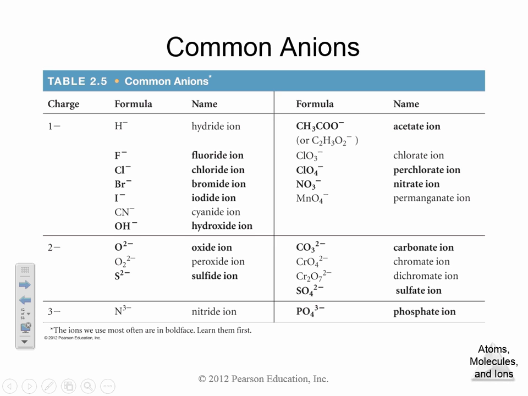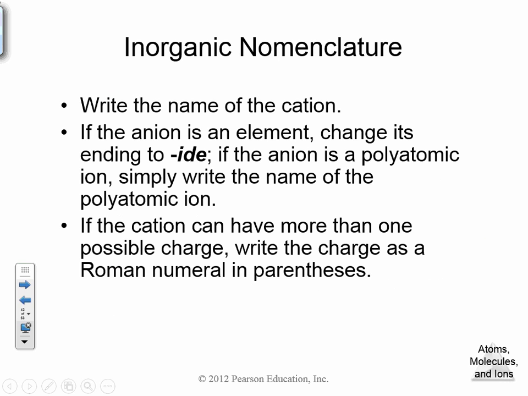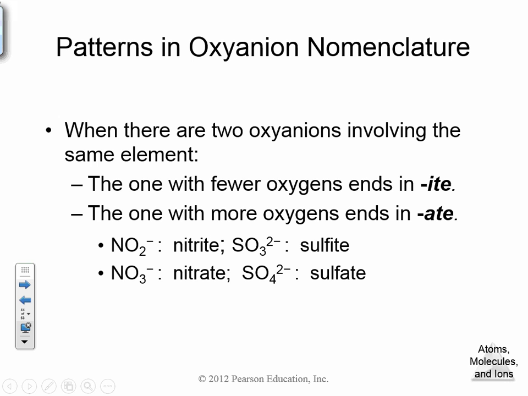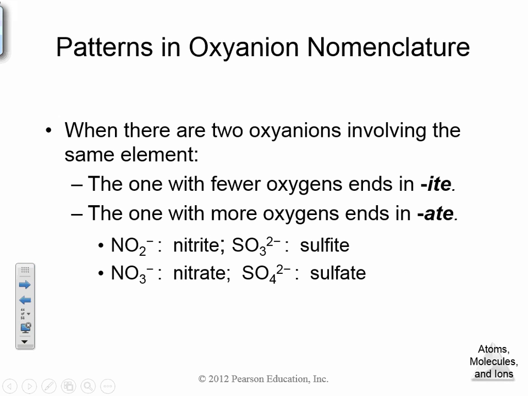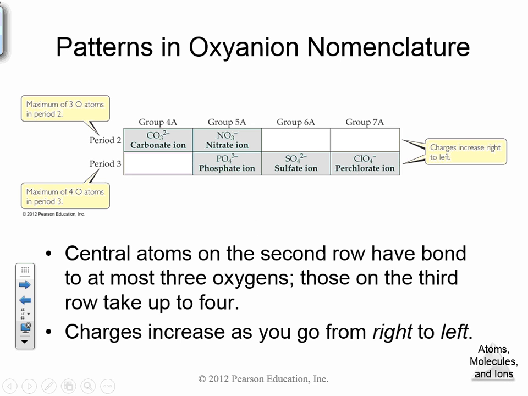One thing I do want to point out, though, is a trick that I didn't show you last year. I kind of jumped the gun, and I'll go back. I apologize. What you'll see here is that when there are two oxyanions involved with the same element, the one with fewer oxygens ends in "ite," the one with more ends in "ate." We talked about this last year: sulfate, sulfite, nitrate, nitrite, phosphate, phosphite. But the one thing we didn't talk about was where they exist.